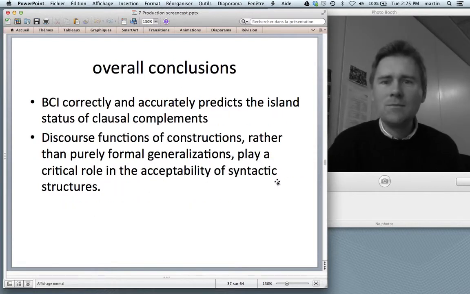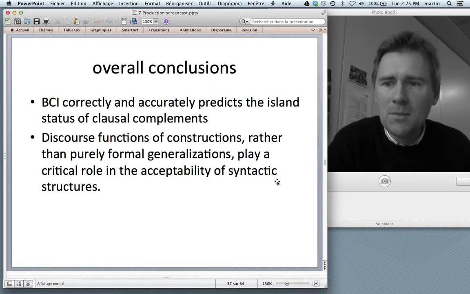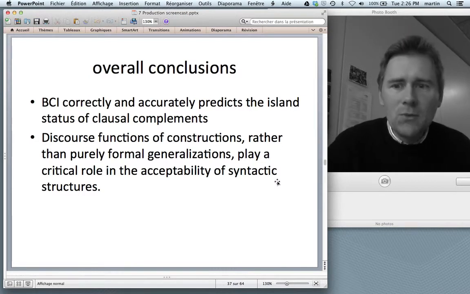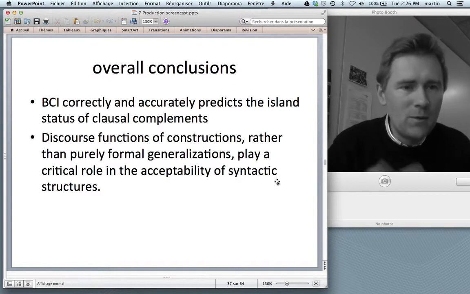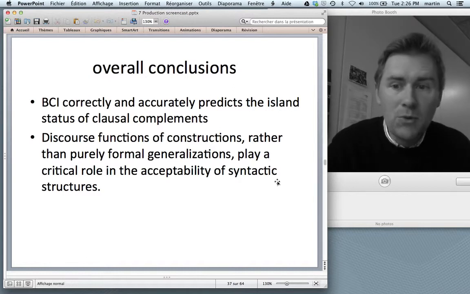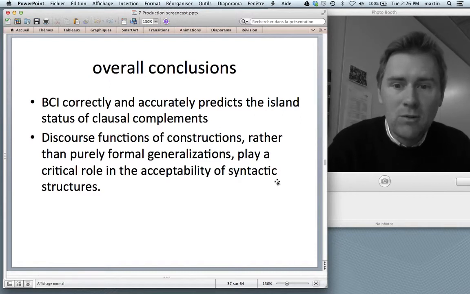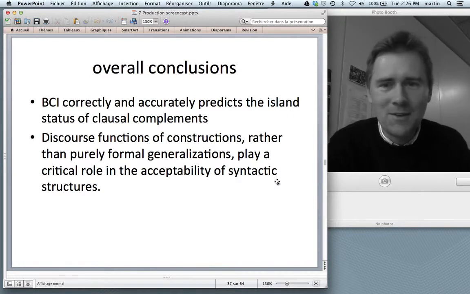Okay, the overall conclusions then are that the BCI, the background constituents, or islands hypothesis, correctly and accurately predicts the island status of clausal complements, which means that the discourse functions of constructions, the information packaging of constructions, rather than purely formal generalizations such as subjacency, play a critical role in the acceptability of syntactic structures. That is pretty amazing. Right.